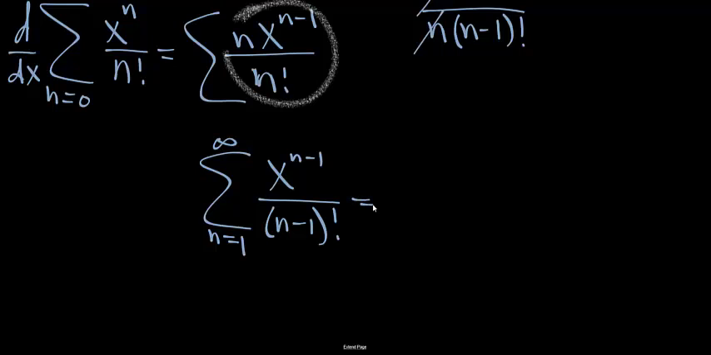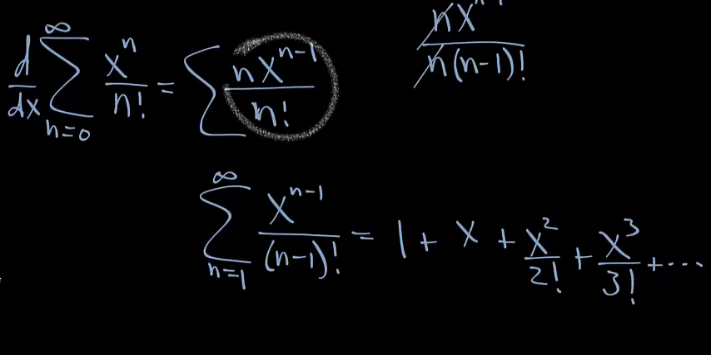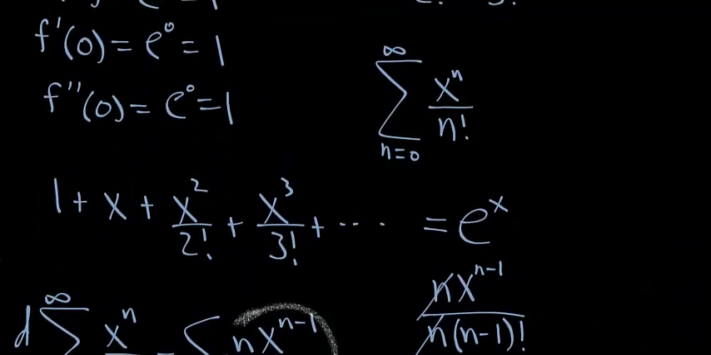Well, if I put in a 1, I get a 1, okay, right? And then if I put in a 2, I just get x. What if I put in a 3? I get x squared over 2 factorial. Oh, look at this. And it goes on and on. That looks exactly like this thing right here, right?